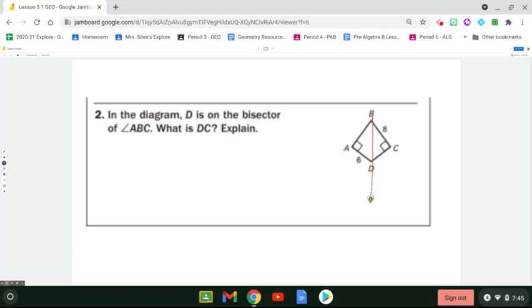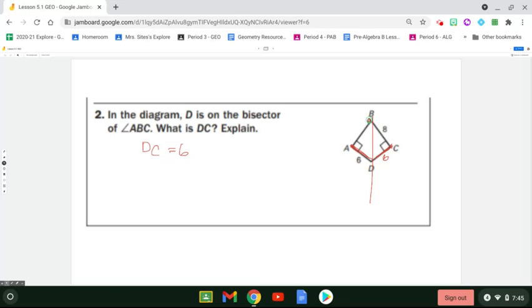And the first question is asking you, what is DC? Okay, well, if we know that this is an angle bisector, then one of the statements in the angle bisector theorem is saying that the distance from AD to the angle bisector is equal distance, right? So AD and CD would have to be equal lengths. So DC would have to equal 6 as well.